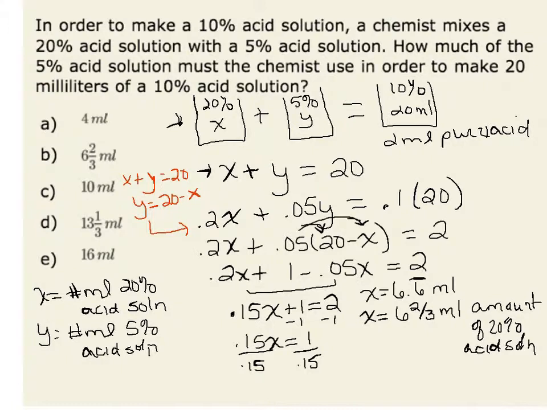Since we know there's 6 2/3 milliliters of our 20% acid solution, we now have to find the amount of our 5% acid solution. We know the amount of the 5% solution is going to be given by y is equal to 20 minus 6 2/3. 20 minus 6 2/3 gives us 13 1/3 milliliters. And this is the amount of our 5% solution.